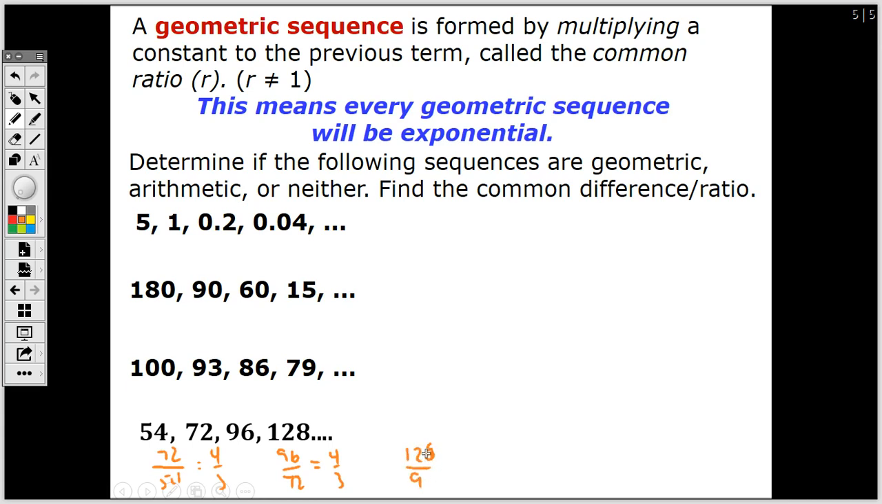Ooh, that's supposed to be a 96. That's 4/3. And kids, don't put it past your evil math teachers to wait until the end or somewhere else that it's not obvious to see if you really found the common ratio. But we did. It's geometric, and r is 4/3. Okay.